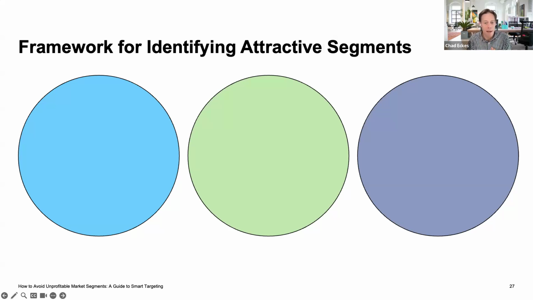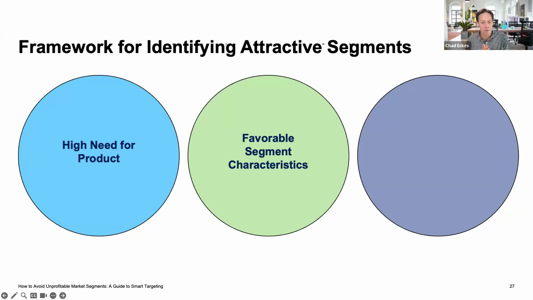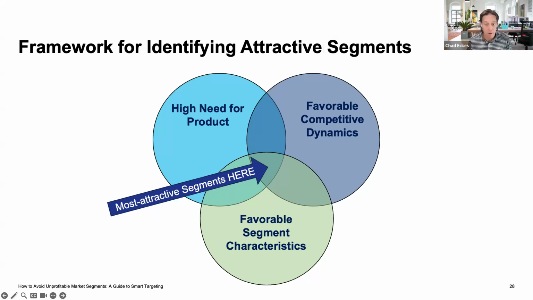So the framework I've used in the past really prescribes looking at segments through 3 different lenses. The first lens reveals segments that have a high need for the product or service, again, needs-based segmentation. The second lens reveals segments that have favorable characteristics, and I'll explain this in a second. And then the third lens reveals segments that have favorable competitive dynamics. So if you evaluate your segments using each of these 3 lenses, then logically the most attractive segments are the ones that look appealing through all 3 lenses. So it's essentially that middle intersection of the Venn diagram.